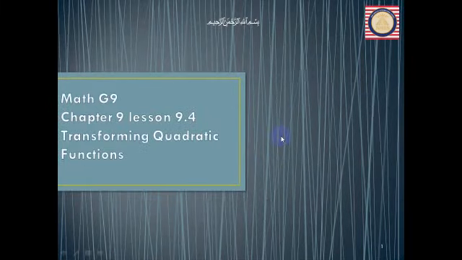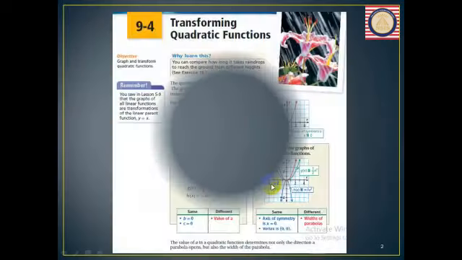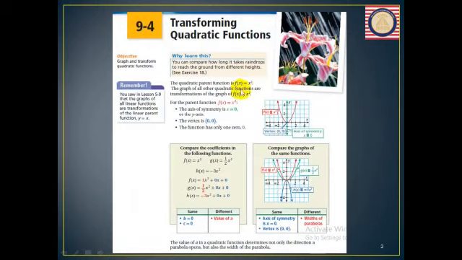Today we are going to have a lesson in chapter 9, lesson 9.4, transforming quadratic functions. Of course, we talked about quadratic functions in the lessons before, and we said that a quadratic function f of x equals ax power of 2. In any quadratic function, I need the x to be power 2, so I told you that the coefficient of x power 2 must not equal 0. So a must not equal 0.